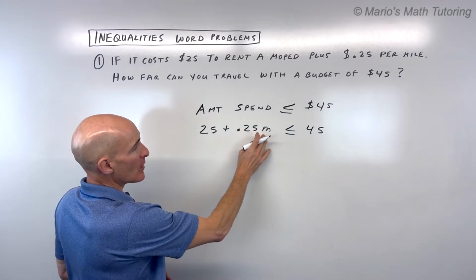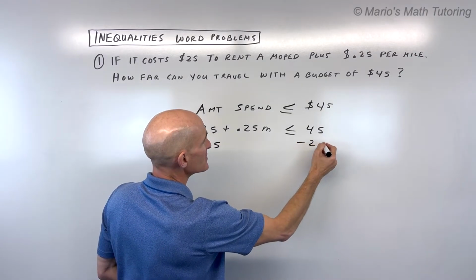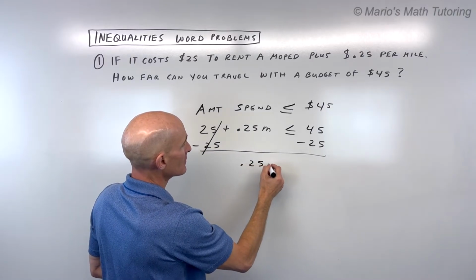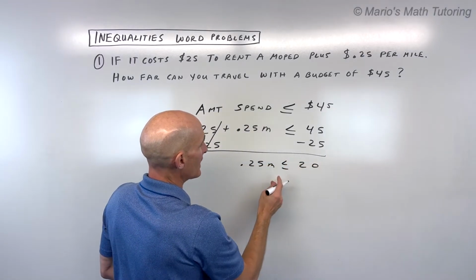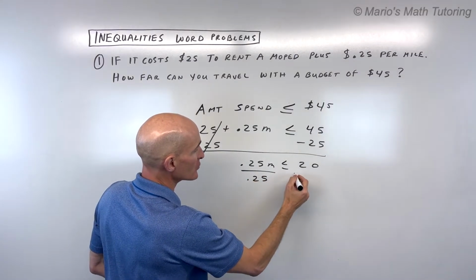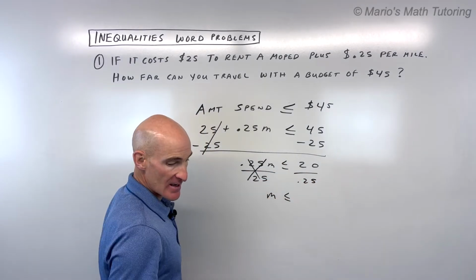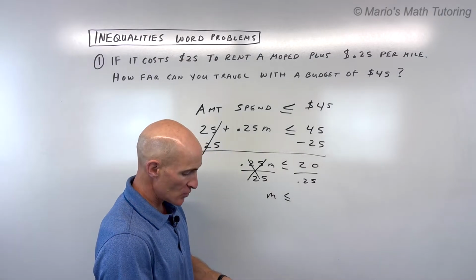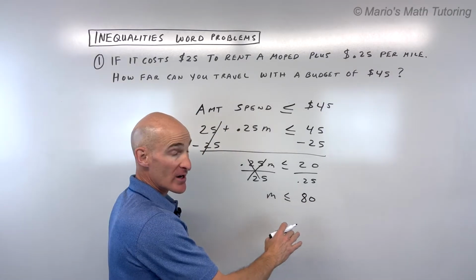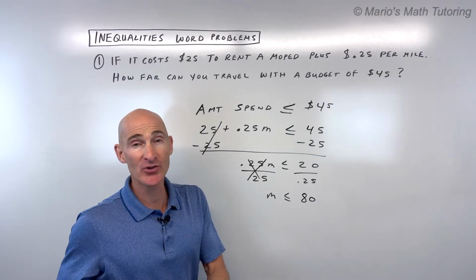Now, you want to get the variable on one side, numbers on the opposite side. So that means we're going to subtract 25 from both sides, leaving us with the variable here on the left. Okay, and that equals 20. And then we want to solve for just one m. So instead of multiplying by 0.25, let's go ahead and divide both sides by 0.25. And m is less than or equal to, let's go to the calculator, 20 divided by 0.25 is 80. So that means, and you could write a sentence here, you could say the number of miles that I'm able to travel on this moped would be 80 miles or less.